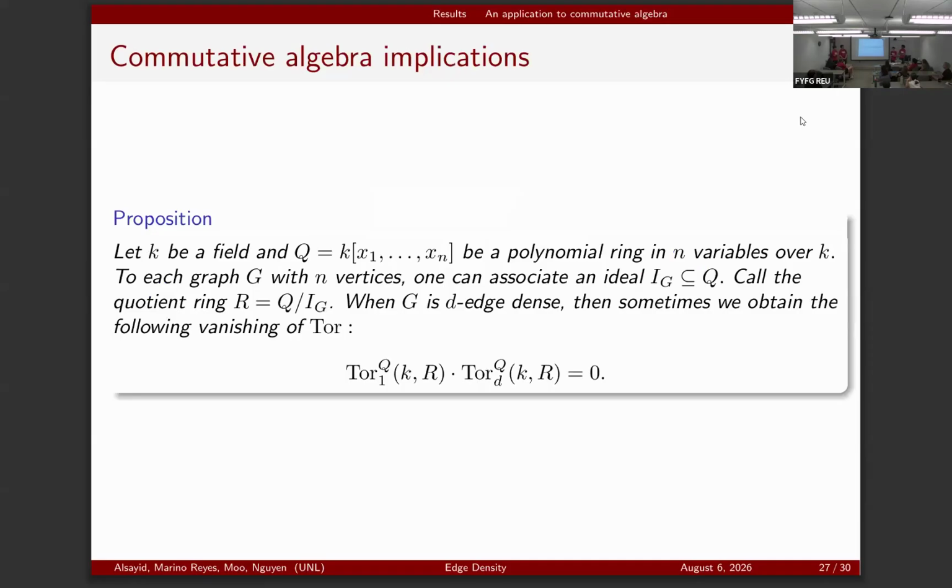And you might be wondering to yourself, why does this all matter for algebra? Well, when G is E edge dense, then sometimes we obtain the following vanishing of Tor, and we can see it in action with this equation right here.